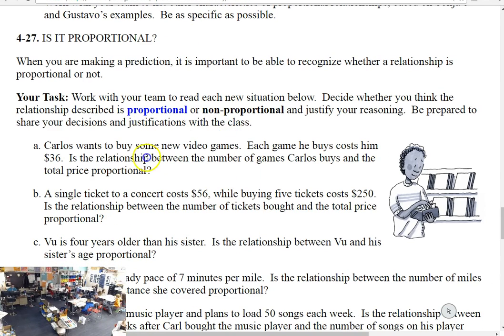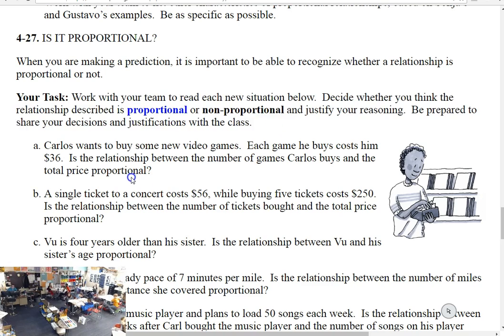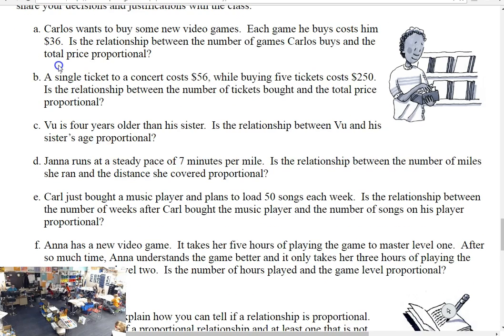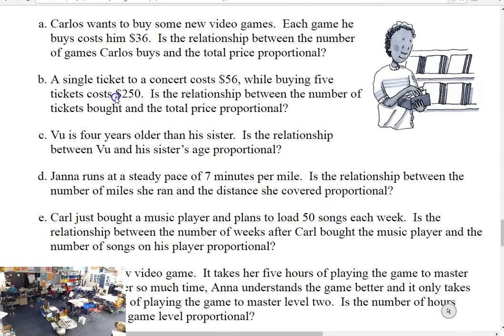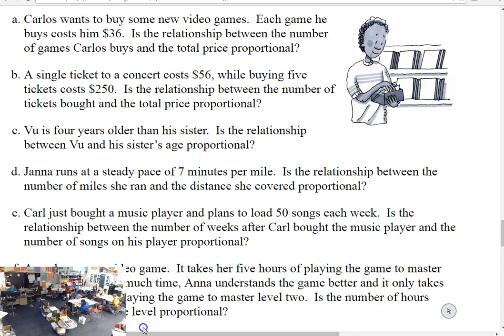Alright. So, our task. Work with our team to read each new situation below. Decide whether you think the relationship is proportional or not. So, please label A through F on your paper really quickly. We got about 5 minutes left. Should be plenty of time. Decide if it's proportional. All of you really need to do is agree with your team, yes or no. If you disagree, please raise your hand so Mr. Smith or I can come be the tiebreaker.